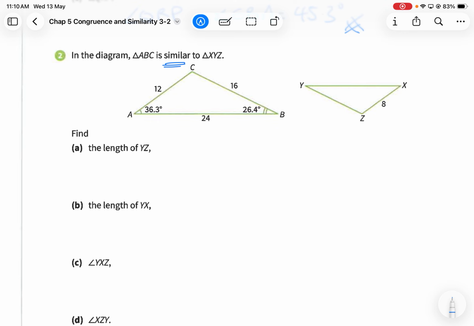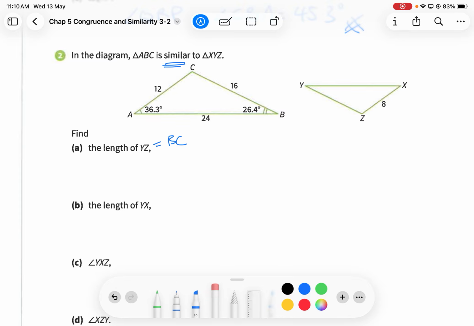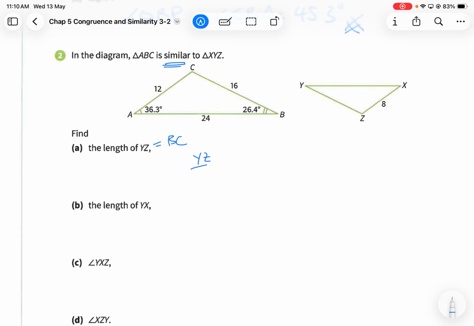So YZ corresponds to BC. But now they have different size. So if I want to find YZ, I put YZ over BC. YZ is the small one. So YZ over BC. Now I know from the small one, I know ZX.